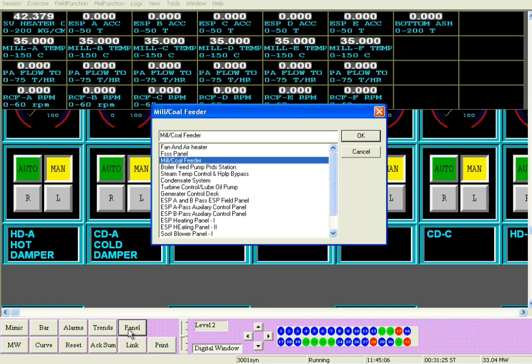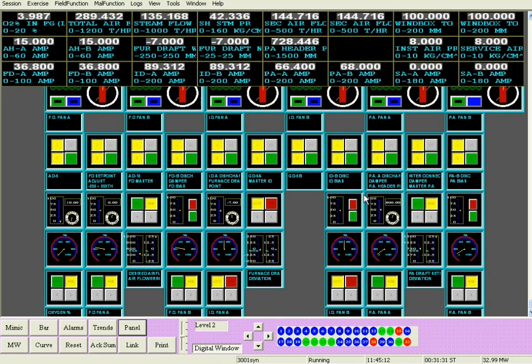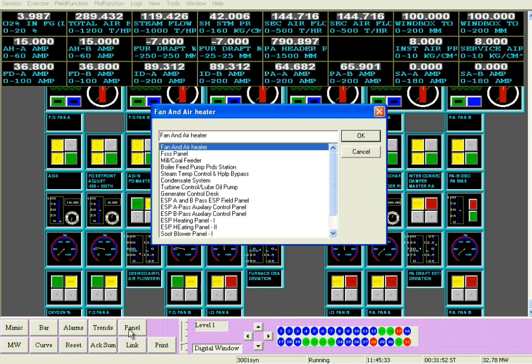We want more than 640, so we will go to the fan and air heater panel, and there we check how much it is. Now it is 731, which means it is more than 640. So now the pulverizer ready signal will be there. It is almost 759 or so. Now we put the PA fans on auto, PA header pressure on auto. The set point is something like 800 millimeters of water column, so it is almost 800.